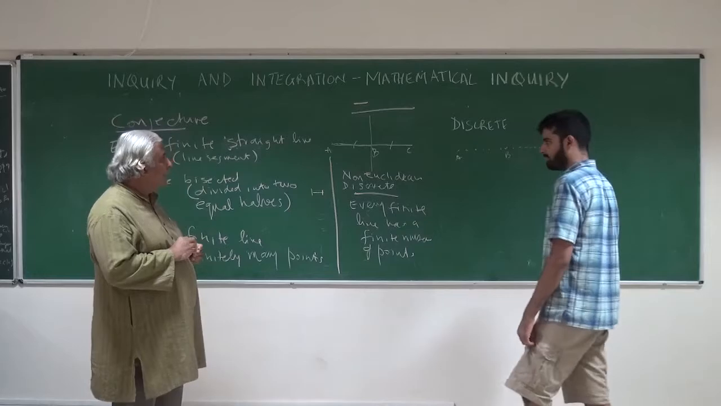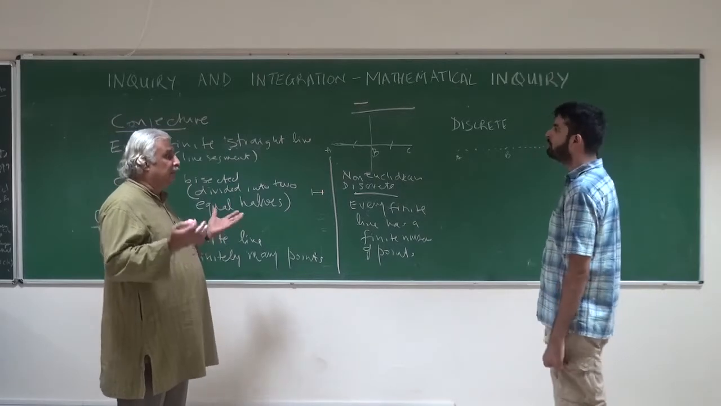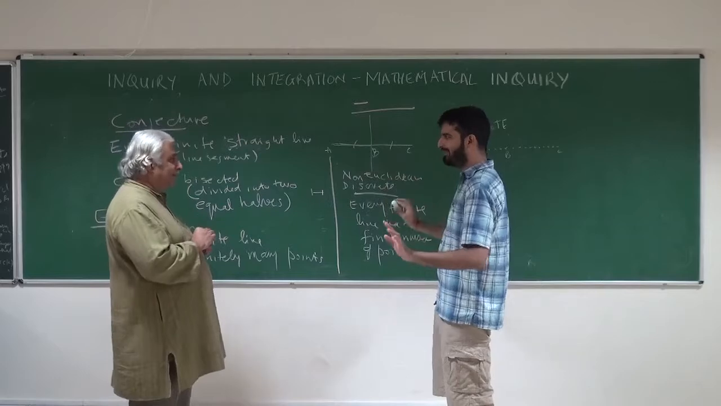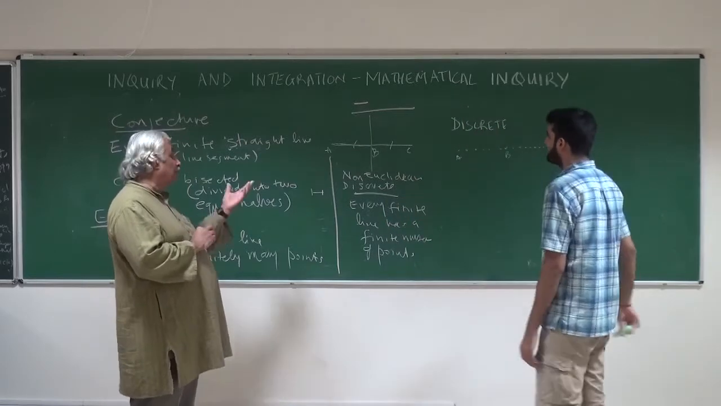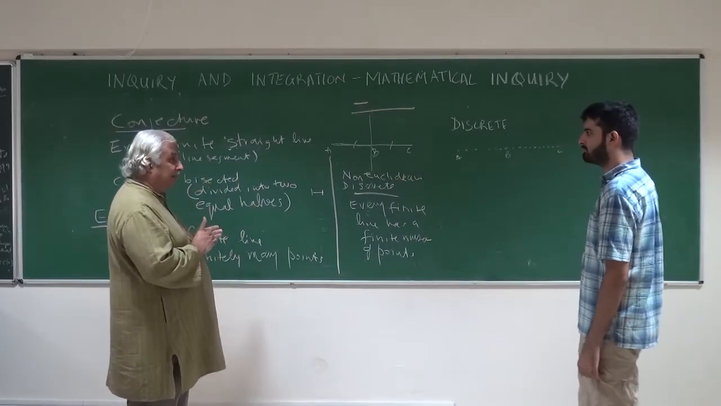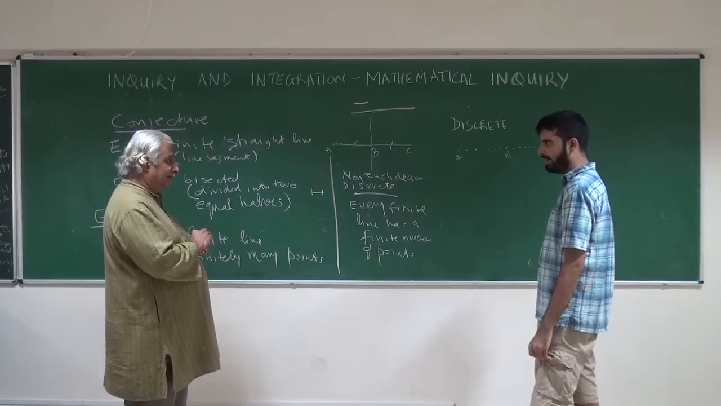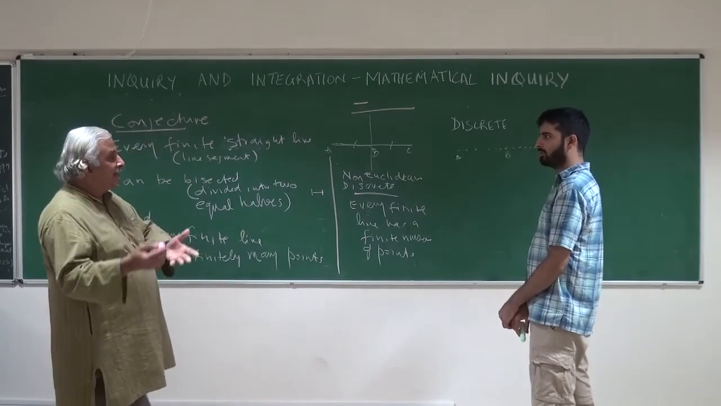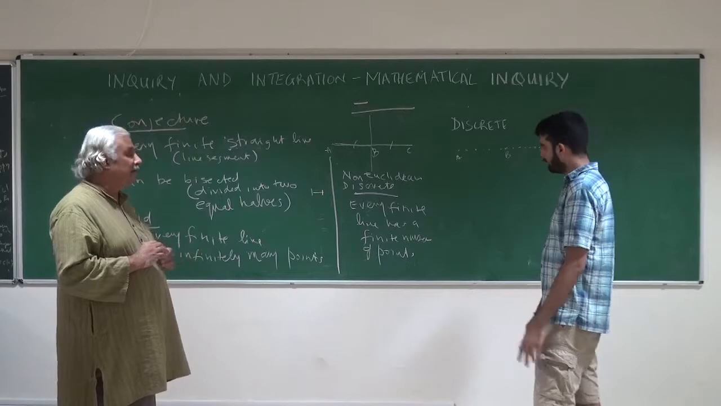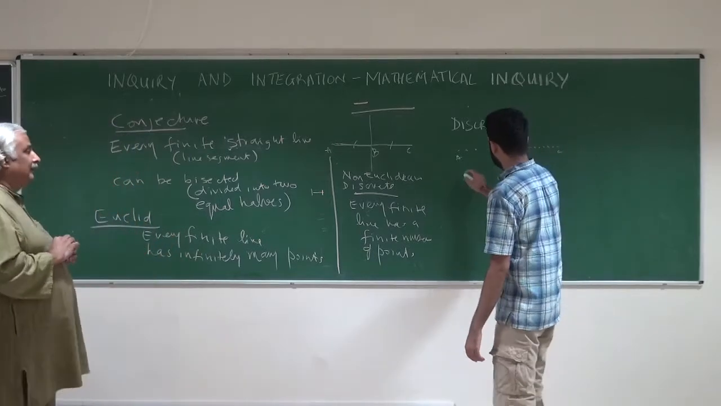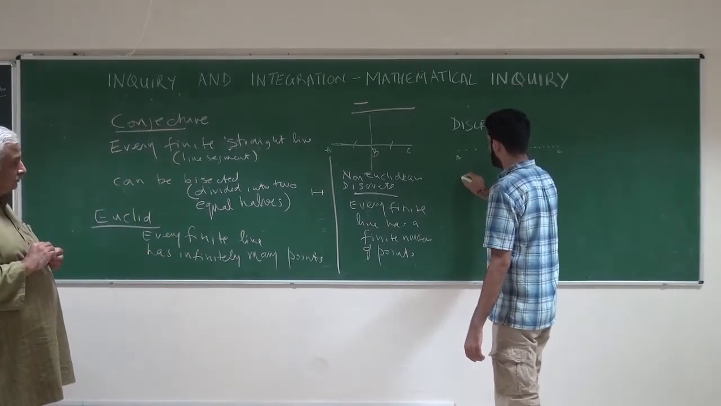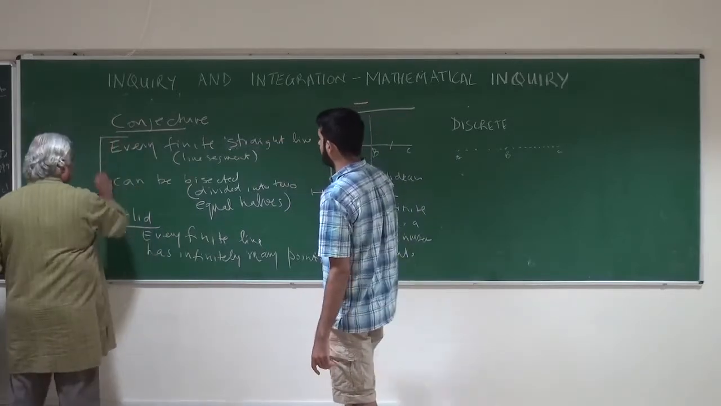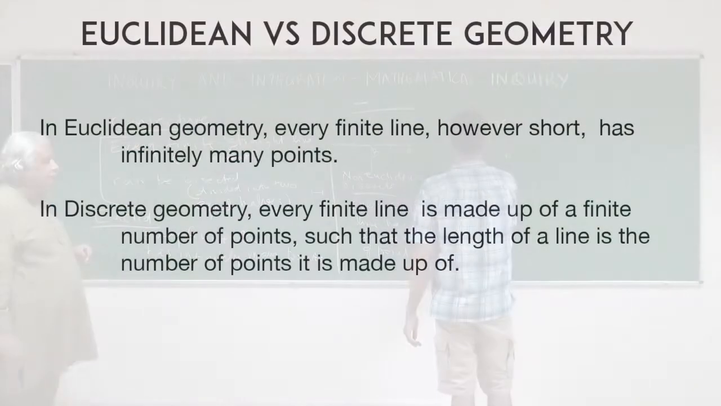So a line can have 20 points, assuming the points are equal distances apart. Supposing I said the length of a line is the number of points it has. So the length of a line now becomes the number of points. If one line has 21 points and another line has 20 points, 21 is longer. Okay, fine. So let's see if this theorem, every finite straight line can be bisected, holds.